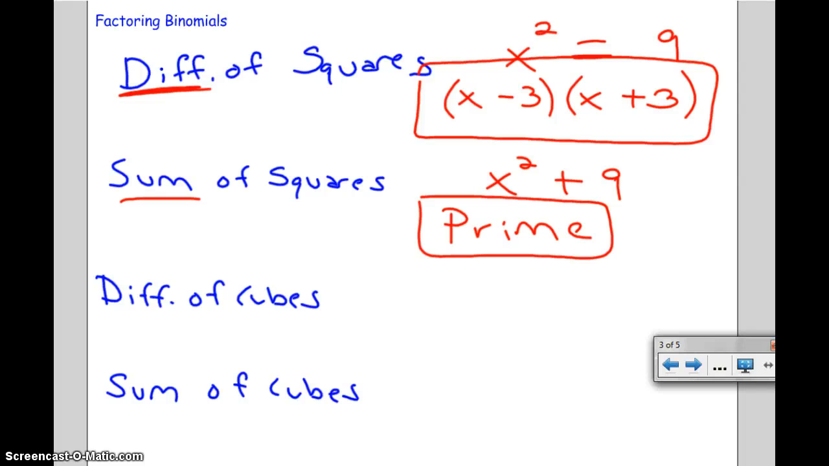So that was difference in sum of squares. Difference of cubes: a cube root is when you find the number that multiplies by itself 3 times to get whatever number you started with. So for example, again, we're looking at this word difference, so we're going to have subtraction between two perfect cubes.